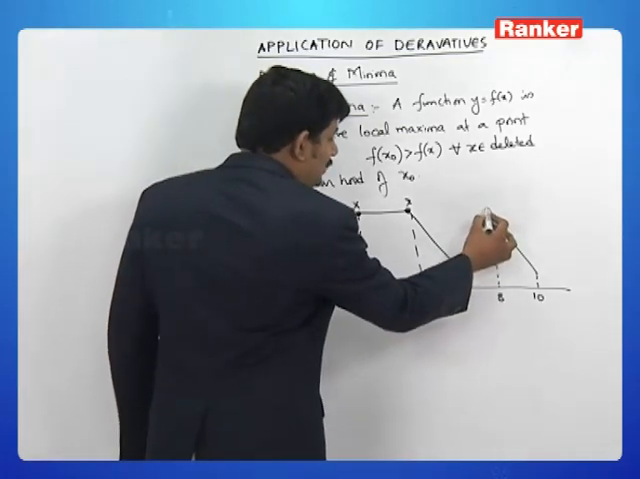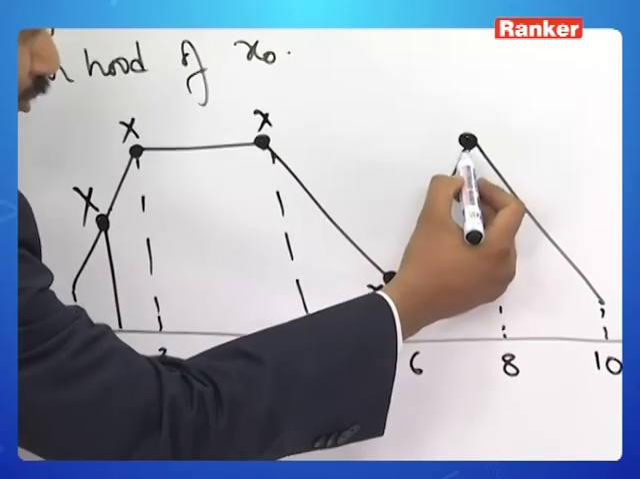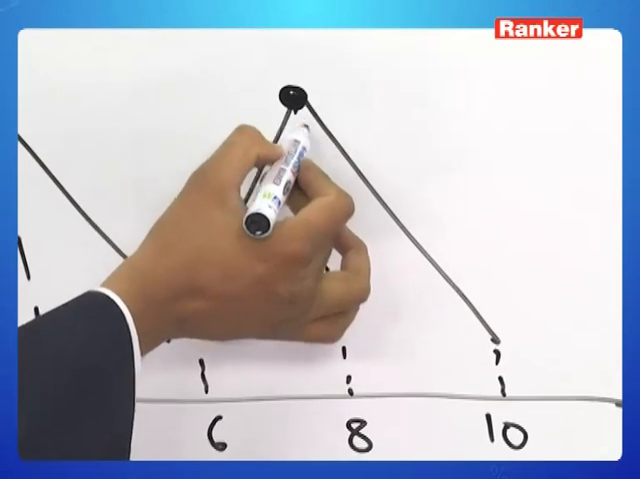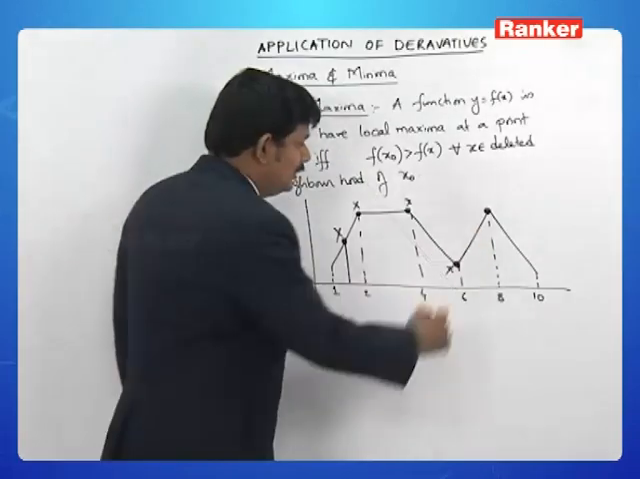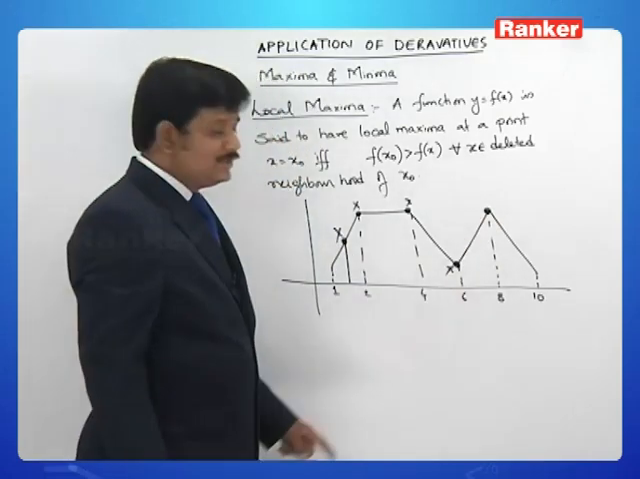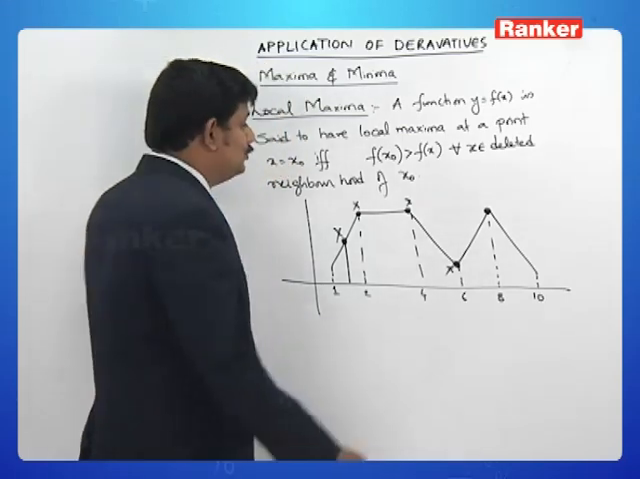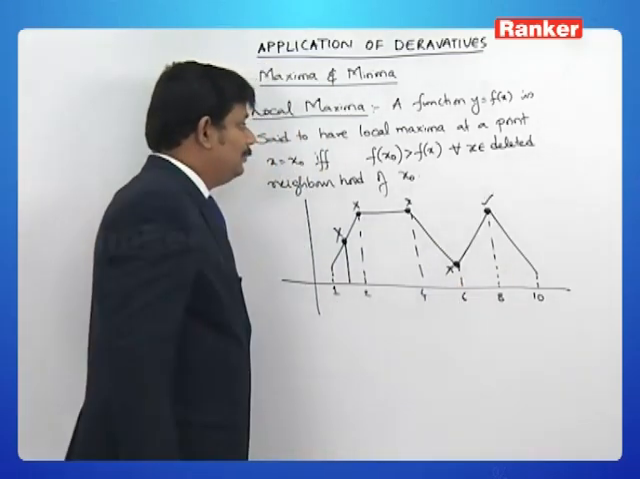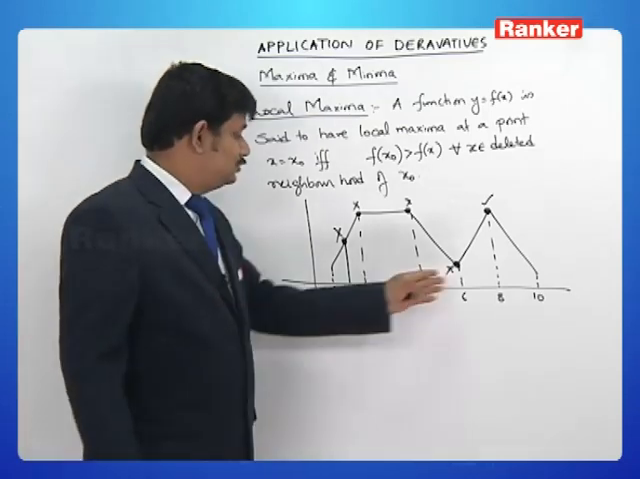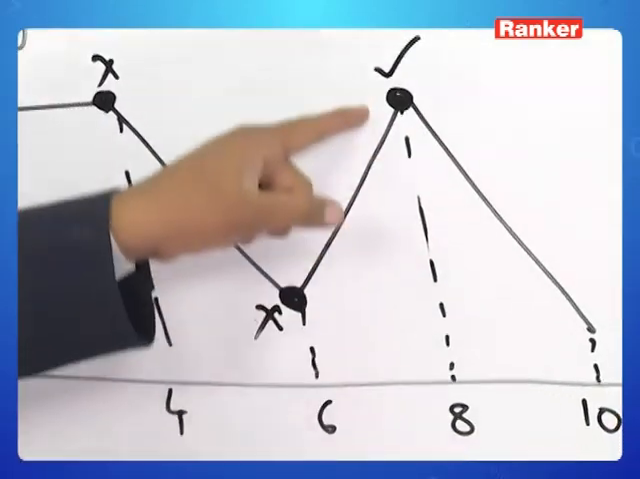Now let us look at point 8. Function values to the left are smaller than f of x naught, and also function values to the right are smaller than f of x naught. To the right and to the left, both ways, function values are smaller than f of x naught. So this qualifies the definition of local maxima. So we have only one point in the entire range from 1 to 10 which qualifies the definition of local maxima, that is 8.